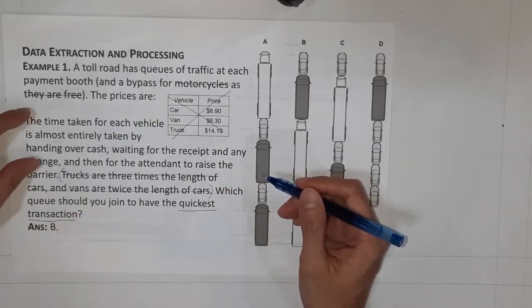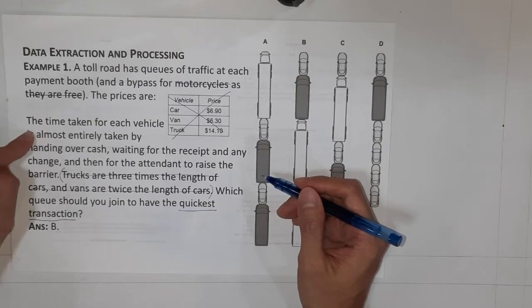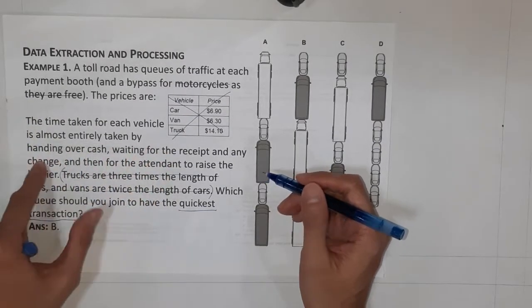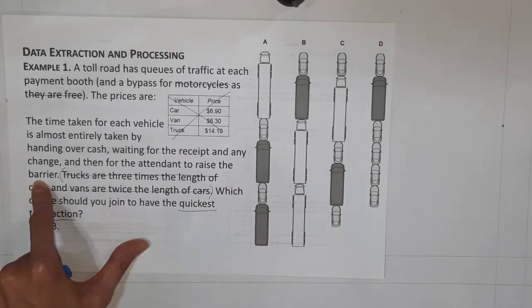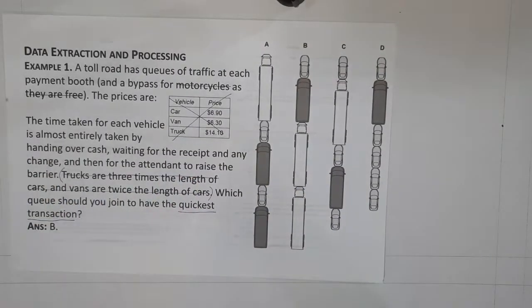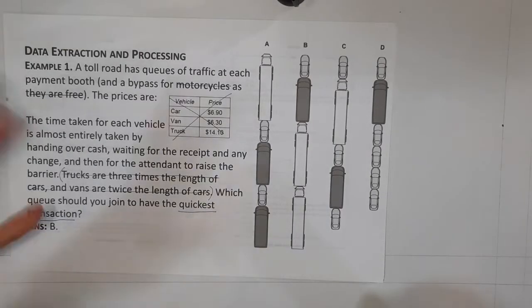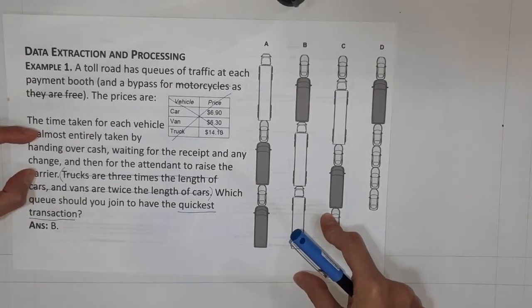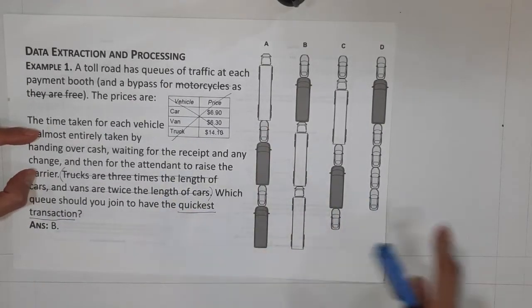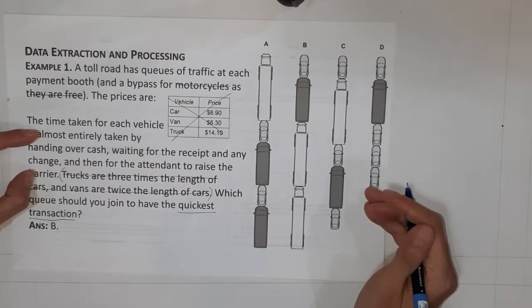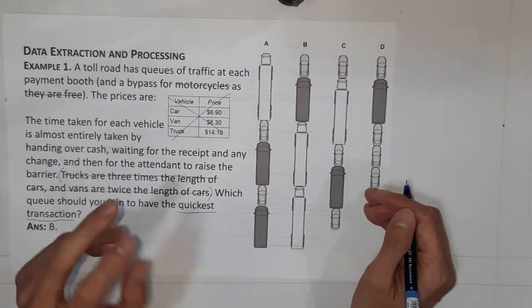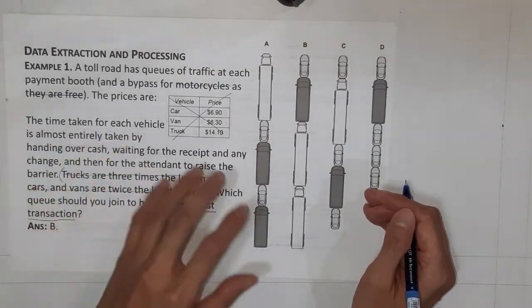So ano lang ang concern natin? Ang nagpapatagal sa transaction ay yung mismong handing over cash, waiting for the receipt, and raising of the barrier. So kahit gaano kahaba pa yung sasakyan, ang bulk lang ng transaction ay yung ito. So, saan tayo pipila para pinakamabilis ang ating transaction? Doon tayo sa may pinakakonting sasakyan. Kasi mas konting sasakyan, mas mabilis yung total time for the transaction.